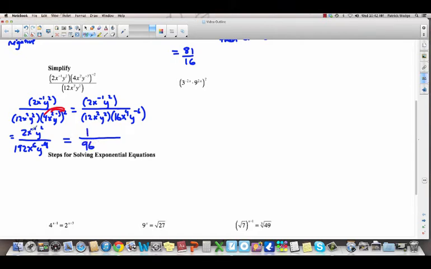Okay, x to the negative 1 over x to the 6. This is divided, so you could subtract the exponents. Negative 1, take away 6, which is negative 7, but we don't want it to be negative, we want to make it positive, so we flip it into the denominator.